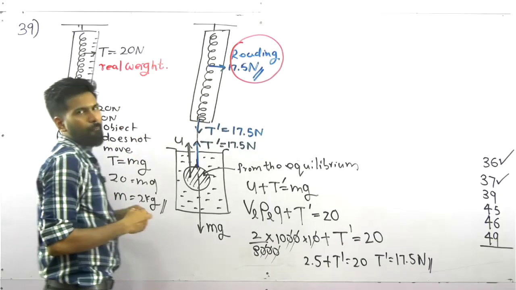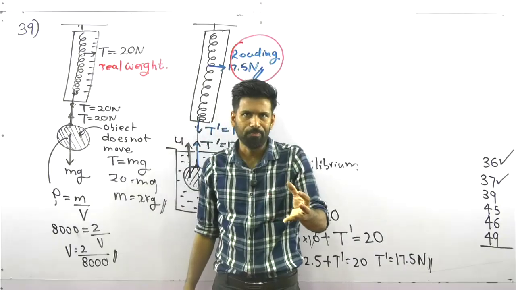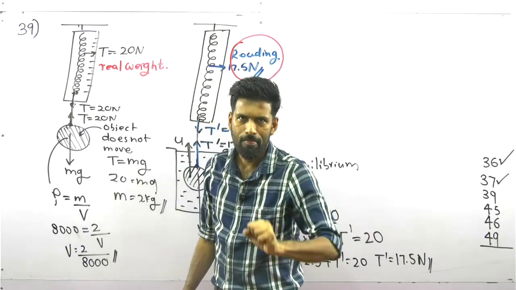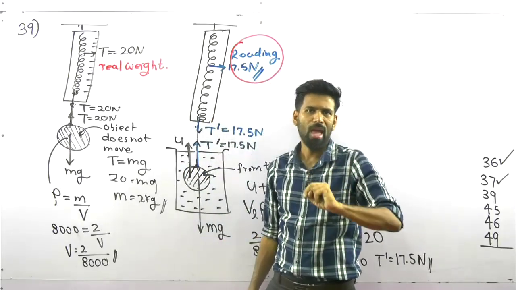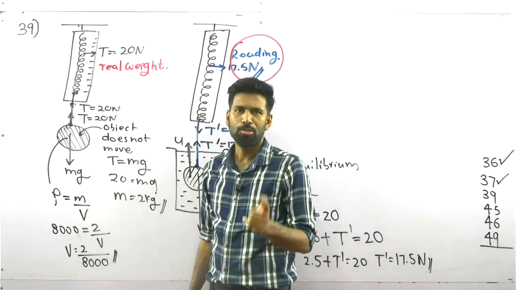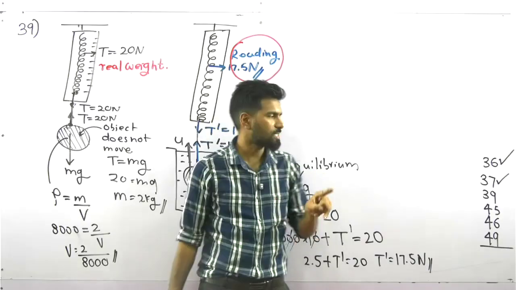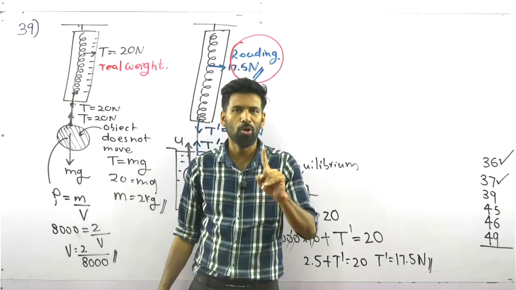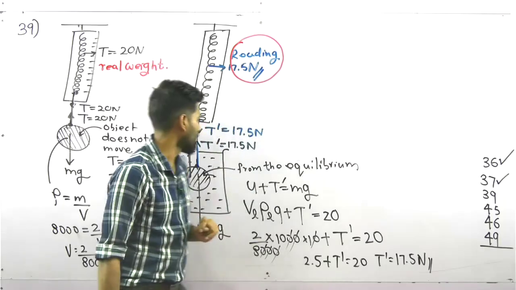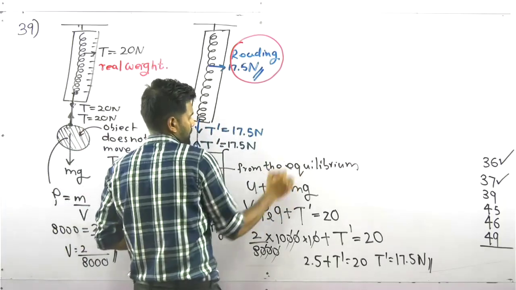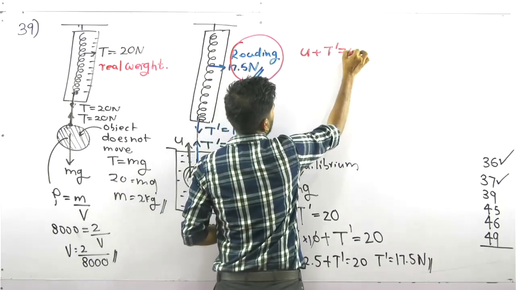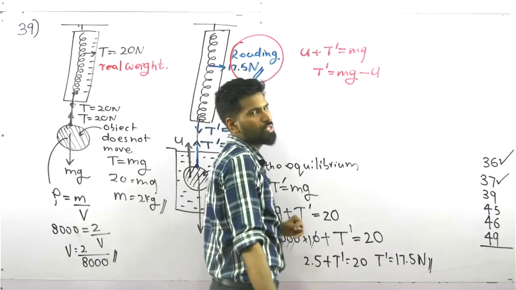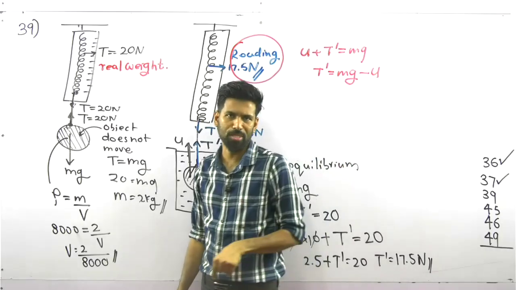But when an object is attached to a spring balance and the object is immersed inside the liquid, there's the upthrust acting on it, as we have done here. So upthrust plus tension is equal to weight. So the tension is not reading the weight. U plus T dash is equal to mg. So T dash is mg minus U. So the tension is equal to weight minus upthrust here.